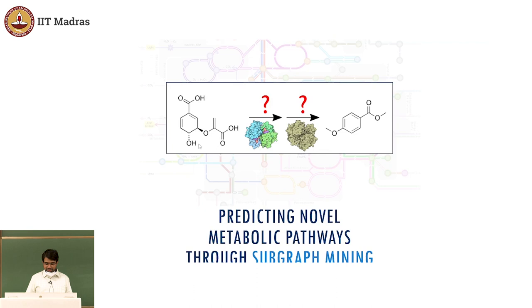Predicting. You might have solved this in school. You have a molecule on the left-hand side, a molecule on the right-hand side, what reaction? So some organic chemistry reactions you would have memorized, some Diels-Alder reaction and things like that. Can we actually predict that based on your knowledge of databases? So some graph mining here. Well, lots of interesting applications.